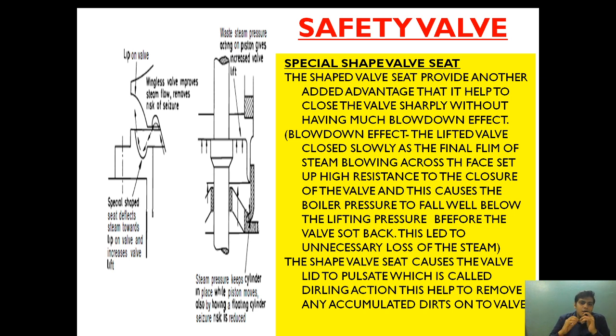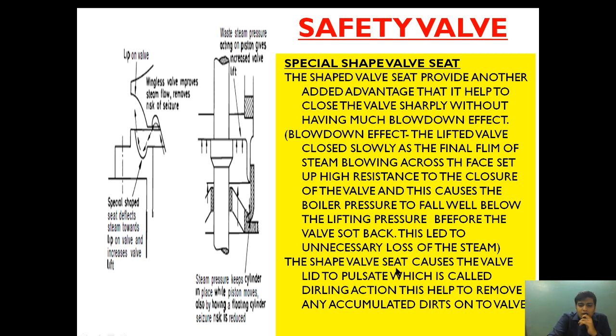But before this design, it used to sit around 10 to 15% below the design pressure. To prevent that unnecessary steam loss when the safety valve was lifted, this design helped to reduce steam loss by providing sharp closure. How is it preventing this?